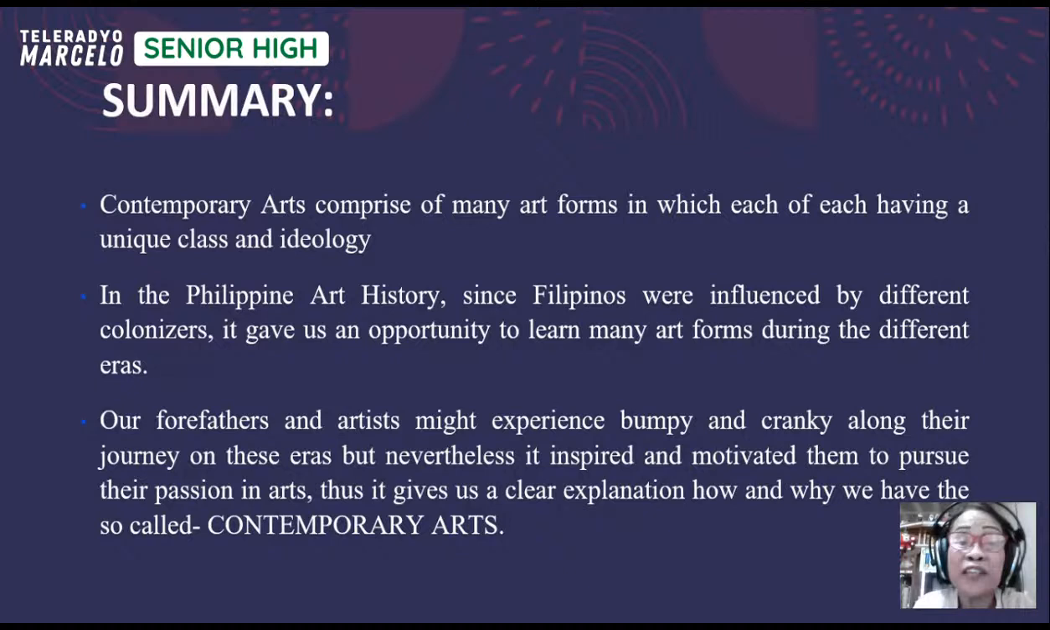Now, to summarize: contemporary arts comprise many art forms, each having a unique class and ideology. In Philippine art history, since Filipinos were influenced by different colonizers, it gave us an opportunity to learn many art forms during the different eras. Our forefathers and artists might have experienced bumpy and cranky journeys in these eras, but nevertheless it inspired and motivated them to pursue their passion in arts. Thus, it gives us a clear explanation how and why we have the so-called contemporary arts.